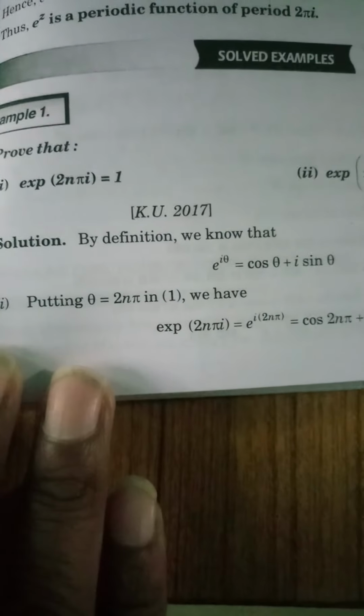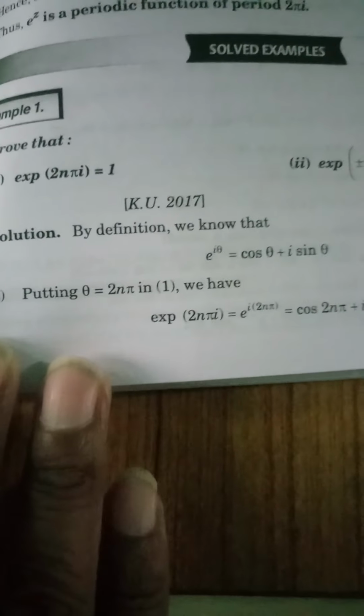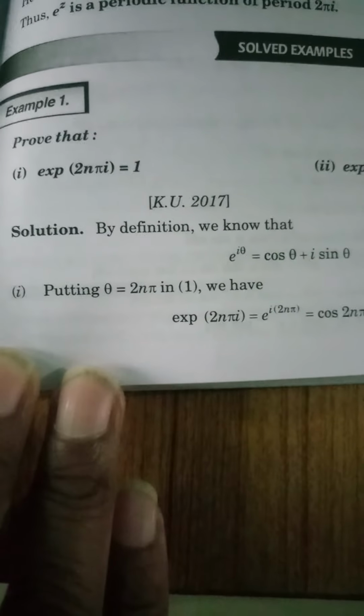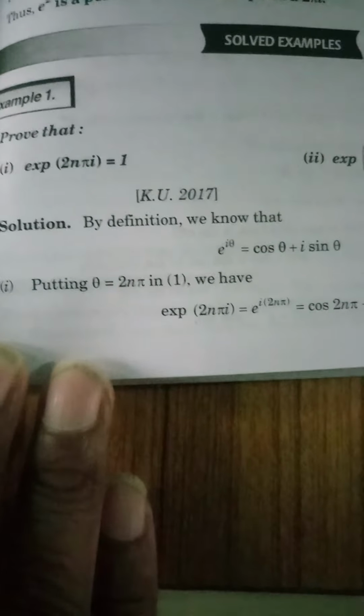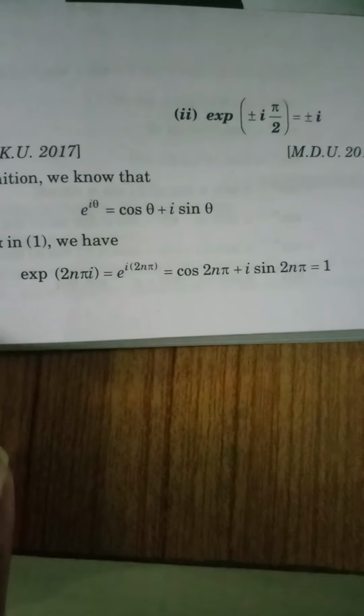Solution: by definition we know that e^(iθ) is equal to cos θ + i sin θ. Part 1, putting θ as 2nπ in equation 1, we have e^(i2nπ) is equal to cos 2nπ + i sin 2nπ, which is equal to 1.